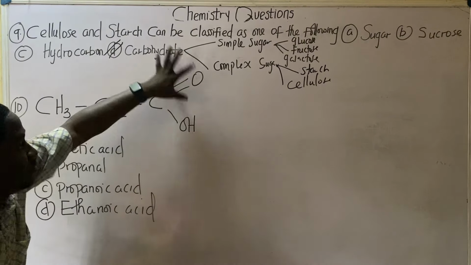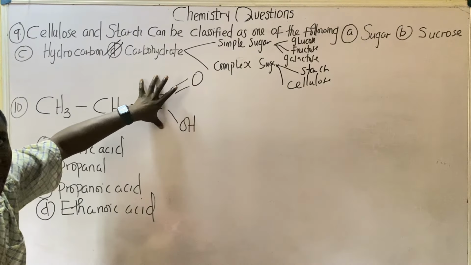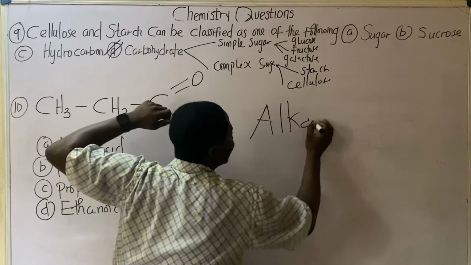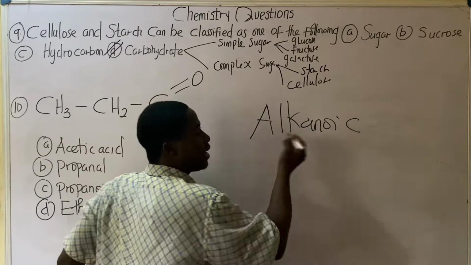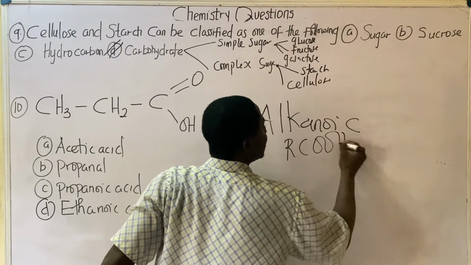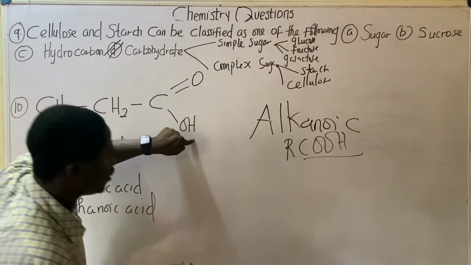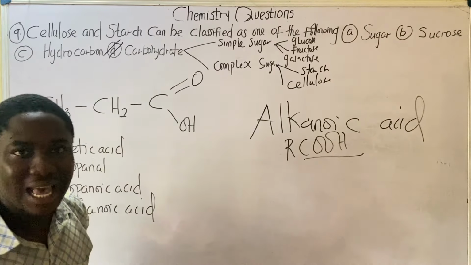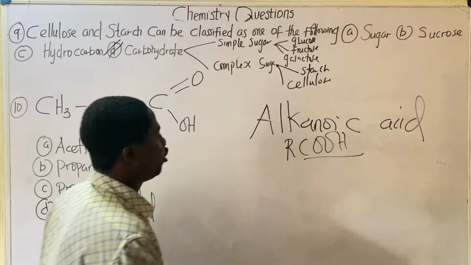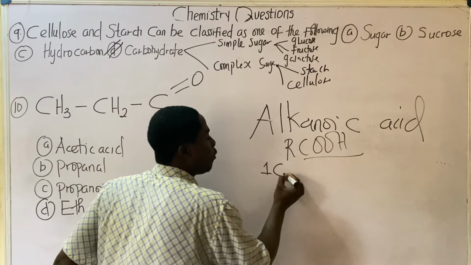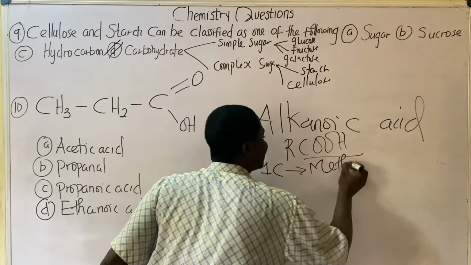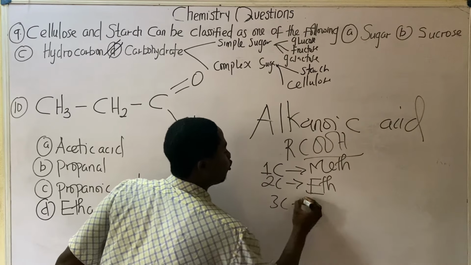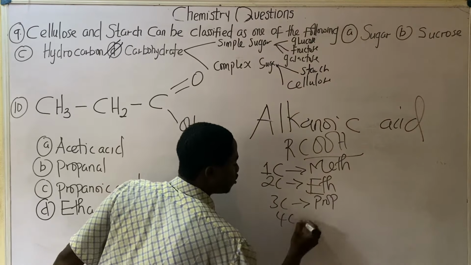They are asking us for the name of this compound. First of all, I have to look at the functional group. Here is the functional group of this compound. Yes, this looks like an alkanoic acid. Remember, an alkanoic acid is something like RCOOH. This is COOH. So definitely this should be an alkanoic acid. But which alkanoic acid is this? Is this methanoic acid? Because you know that an organic compound with one carbon should start with meth. If it's two carbons, you start with eth. If it is three carbons, you start with prop. If it is 4 carbons, you start with but.